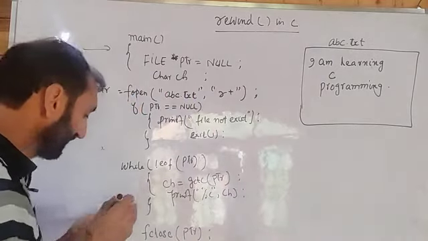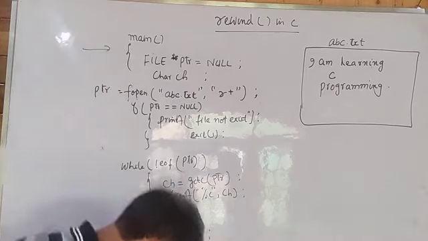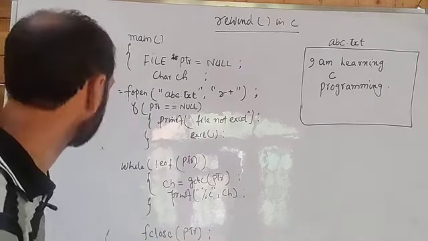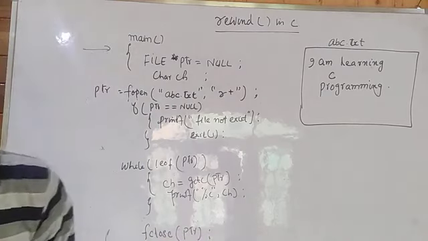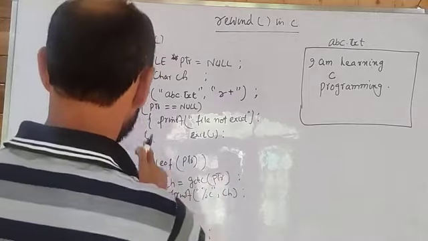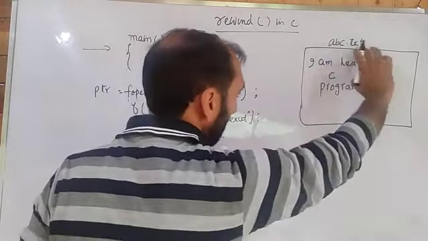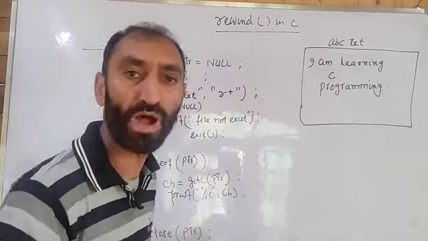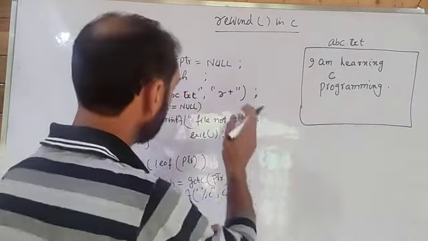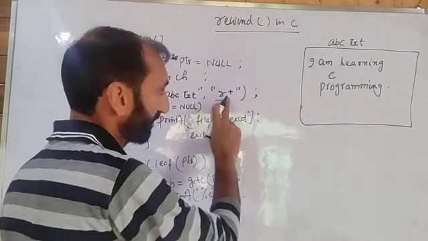Otherwise, if the open succeeds, and the file is opened successfully, then we can read it. We can read the contents of this file by using the while loop. Obviously, we have opened this file abc.txt in r+ mode.